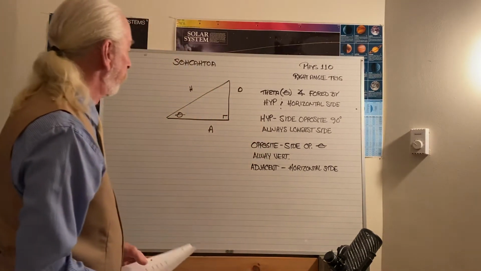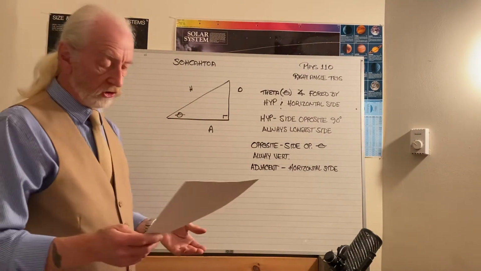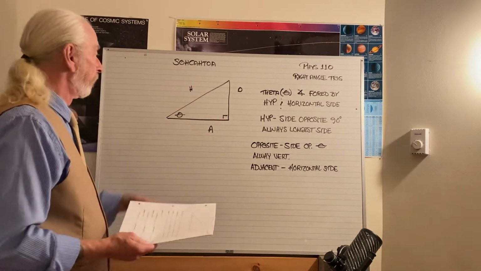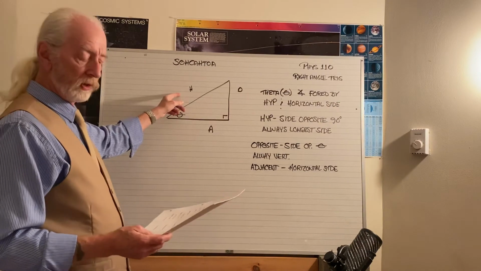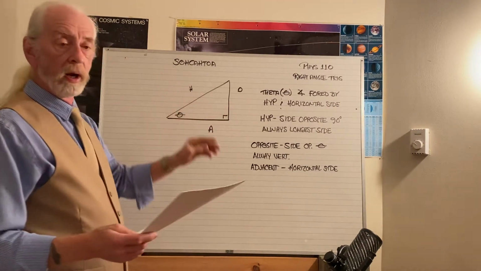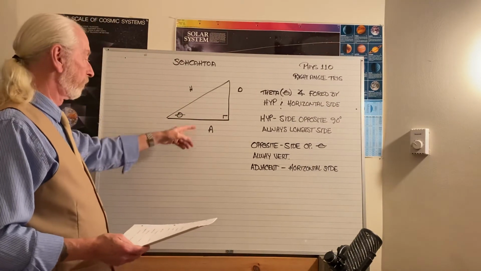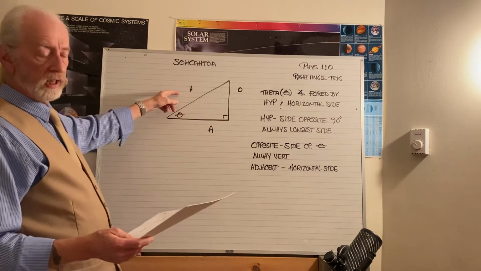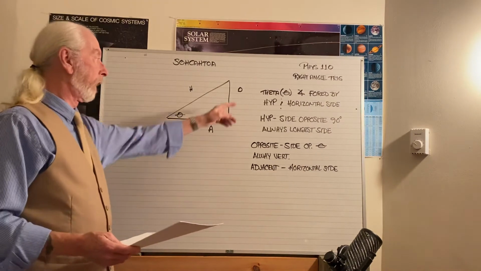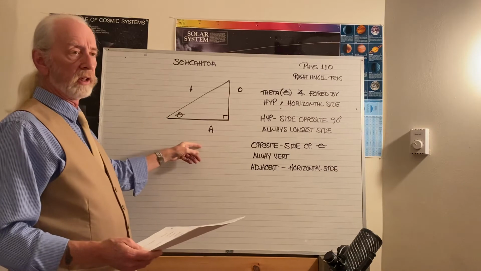Sokotoa came up with other ratios. Now, we've already talked about sine. Sine is the ratio of the opposite over the hypotenuse, the O side over the H. Cosine is the ratio of the adjacent side over the hypotenuse, or the A side over the H. Tangent is the ratio of the opposite side over the adjacent side, the O side over the A side.